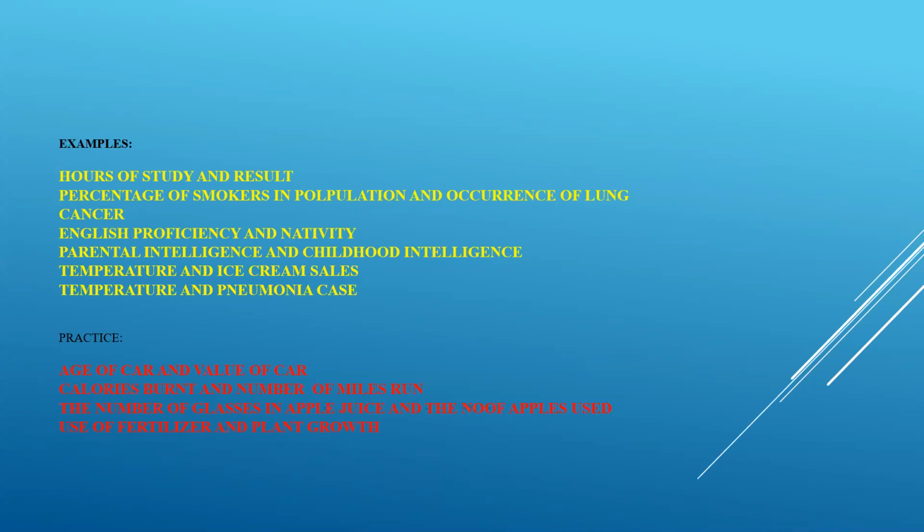The next point, English proficiency and nativity. In this case, one's proficiency is dependent on the nativity. So proficiency is the dependent variable and nativity is the independent variable. Parental intelligence and childhood intelligence. So childhood intelligence is dependent on parental intelligence.